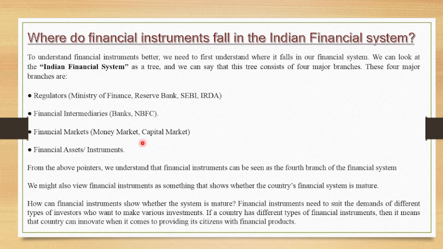Now we will see the four major branches. Regulators: Ministry of Finance, Reserve Bank, SEBI, IRDA. Next, financial intermediaries: banks, NBFCs. Then financial markets: money market or capital market. Now the last one is the financial assets or instruments. Now this is all about where financial instruments fall in the Indian financial system. Now next come to the next part.